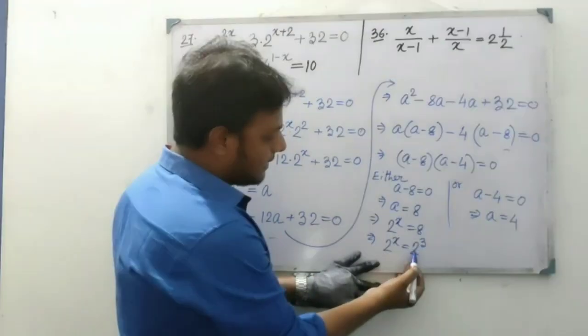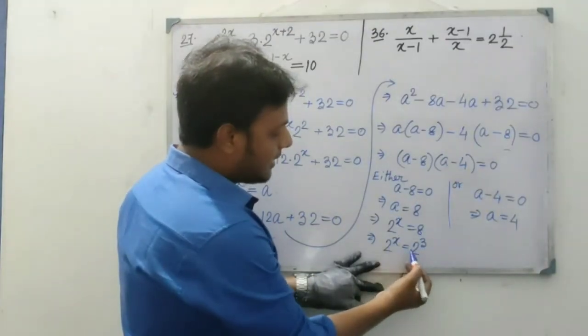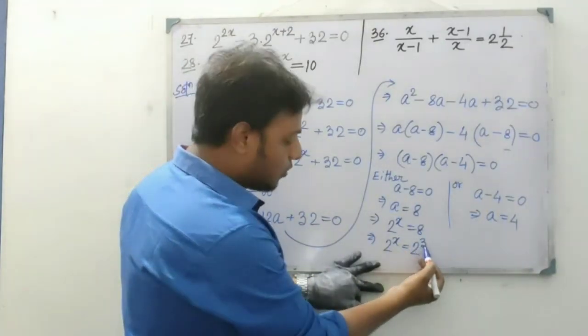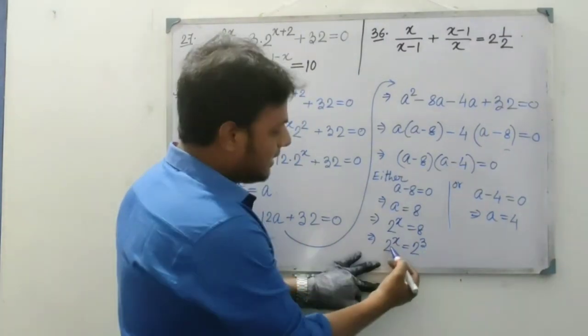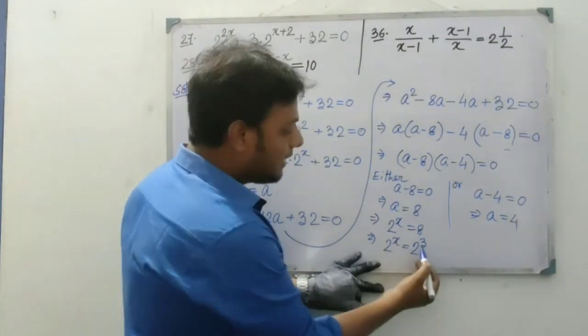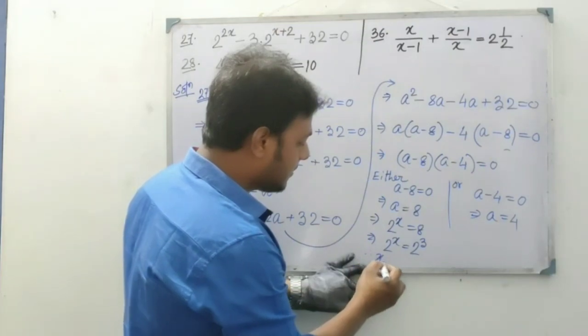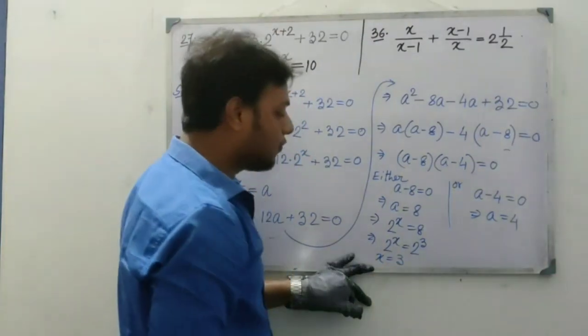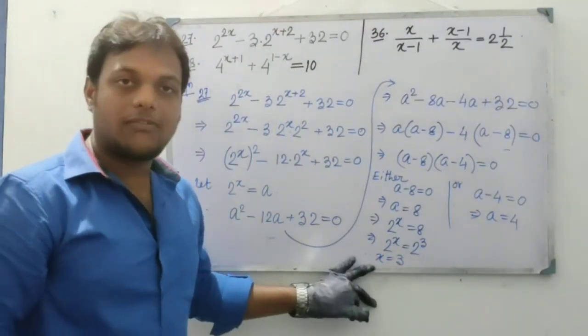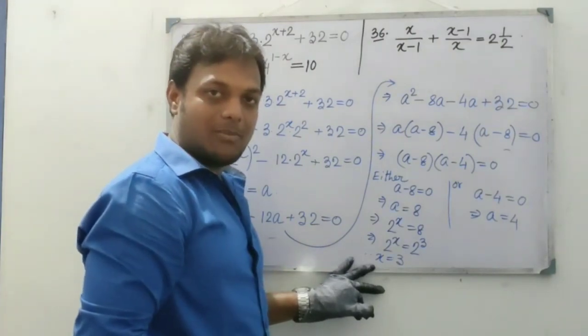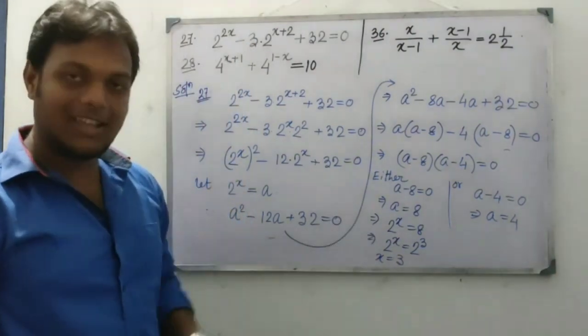Okay, now the base is the same. 2 to the power x is equal to 2 to the power 3, or 2 cube. Since the bases are the same, x and 3 must be the same. Therefore x must be equal to 3. This also follows from the rule of exponents, which you have learned in class 9.